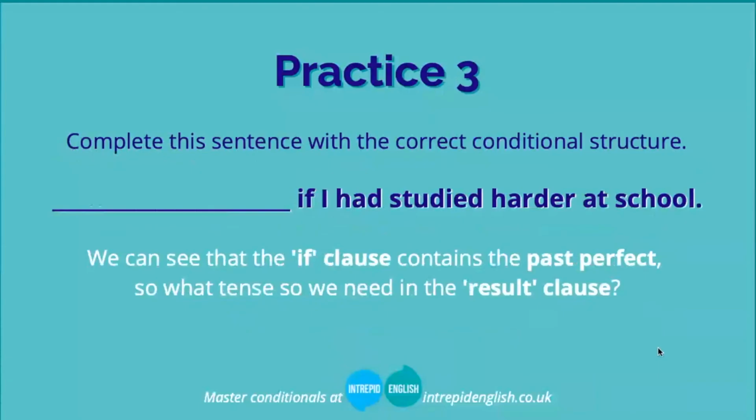All right. Let's finish up with a third practice before we close up today, then, Caitlyn. So complete this sentence with the correct conditional structure. I've put the result clause first this time, just to mix things up a little bit. And you'll notice there's no comma there because the if clause is going second. So, if I had studied harder at school. We can see that the if clause contains the past perfect. So what tense do we need in the result clause, which is first in this scenario?